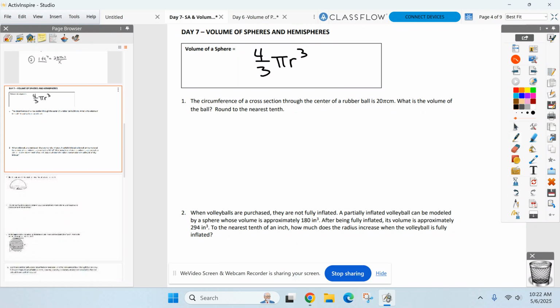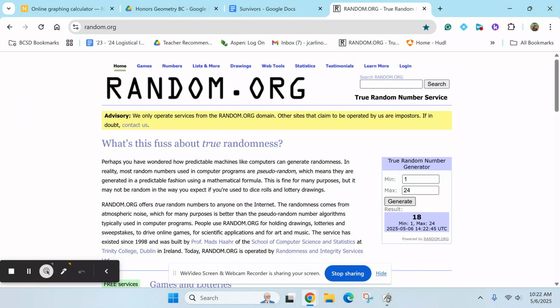That is it. Right away here, we're going to have a cross section of a rubber ball. The circumference of it is 20 pi. What's the volume? Again, it's going to be a broken record for me today. You need the radius. What do you have in this problem? You don't have the radius. What value do you have? That we're going to have to review again, I believe.